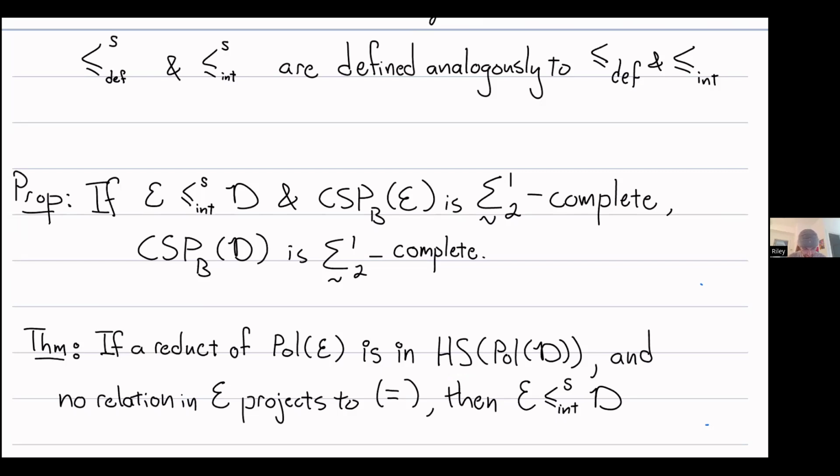And we have this technical condition that no relation in E projects onto the equality in any two variables. So none of the relations in E imply any equations. Then E is simply interpretable in D.